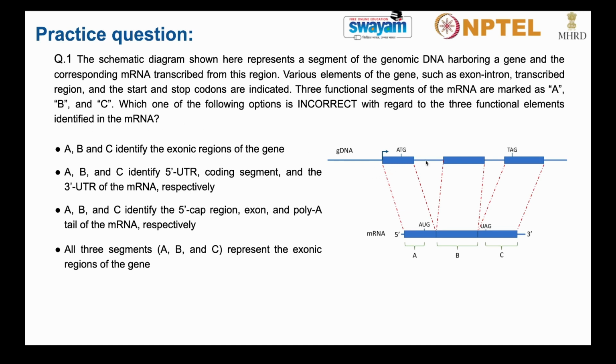Now you have to look into this diagram. This is the DNA, and these darker elements represent the exons and these lighter elements represent the introns, and these constitute the mRNA, which is shown here. You have to tell what the A, B, C regions depict, and out of the options, which one is the incorrect representation of these three functional elements in the RNA.